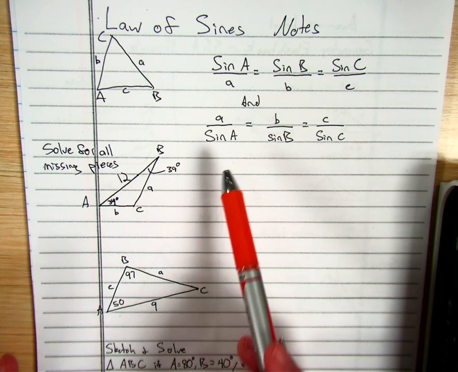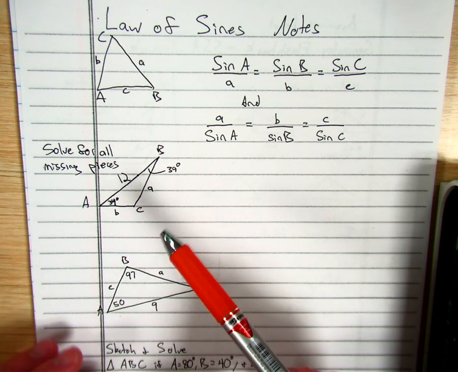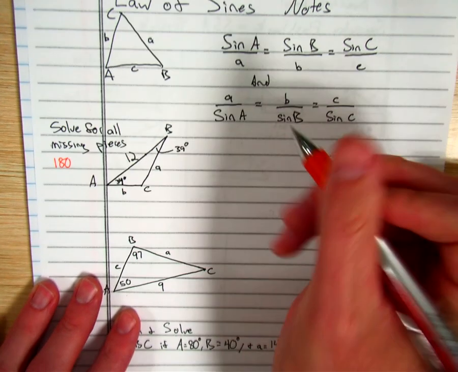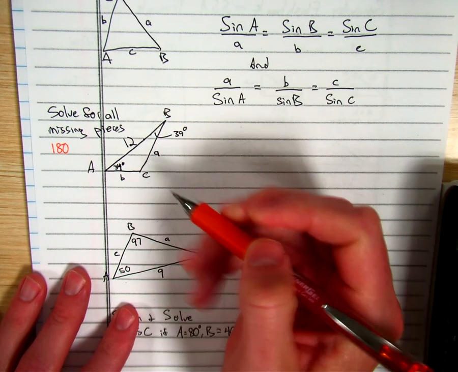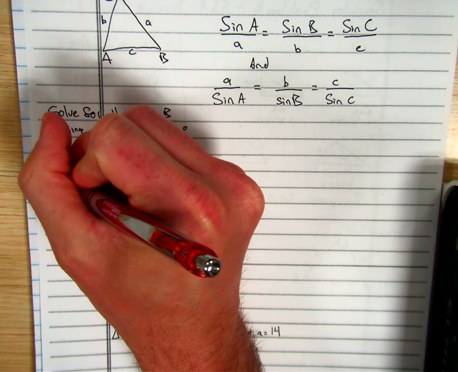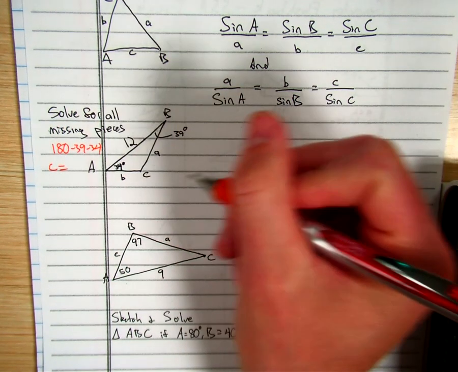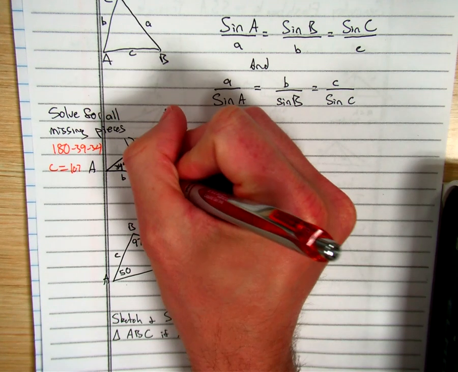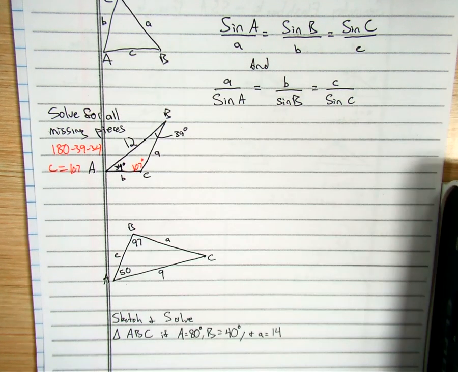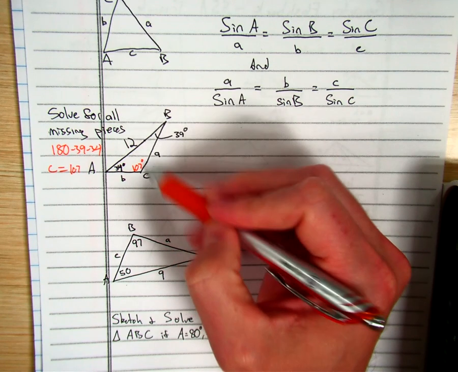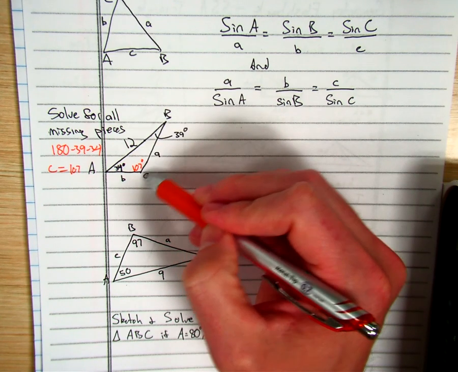Well, think back to geometry. How many degrees are in a triangle? 180. And we have 39 and 34 already. So angle C equals 107 degrees. Now I have an angle with a side across from it, and I'm going to use that to set up the rest of them.